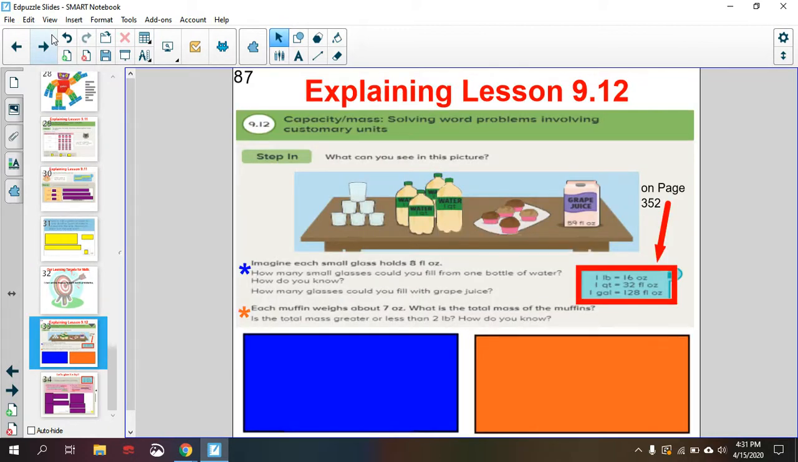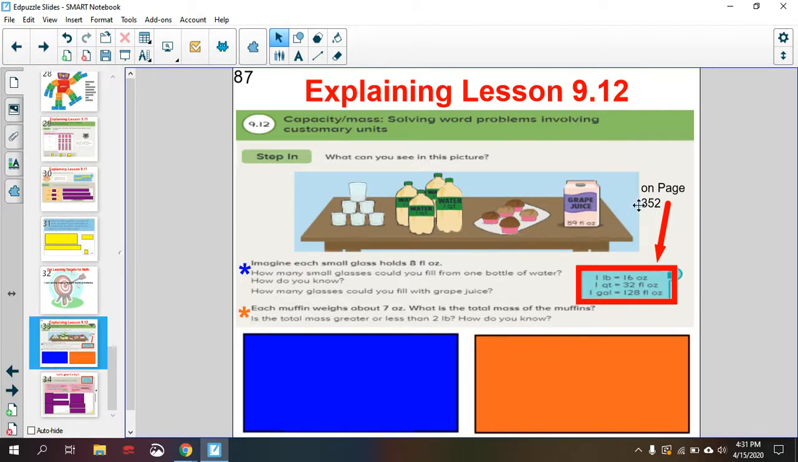So, explaining lesson 9.12, at the top of our page there on 352, they give us a picture and they ask us what we can see. Well, when we look at this picture, we see some cups or some glasses. We see some containers of water. We see some things that look like muffins. And we see a bigger container of like grape juice.